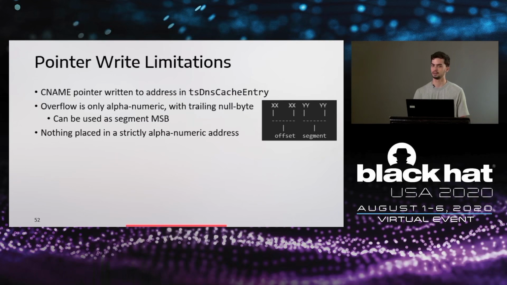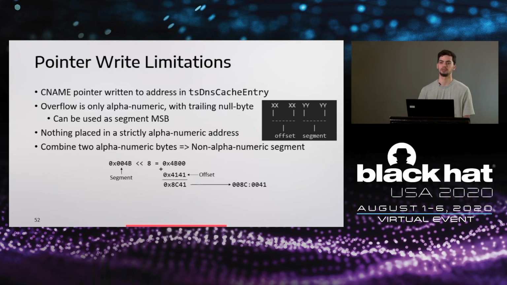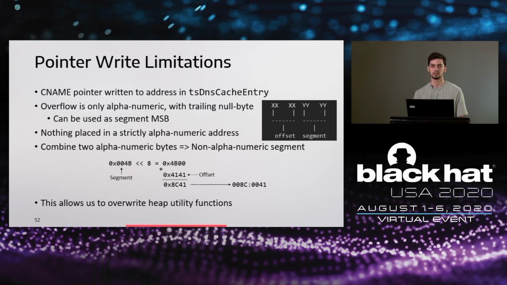Luckily, because of the weird segmentation feature of this processor, we can easily combine 2 alphanumeric bytes to reach a non-alphanumeric byte. That will look something like this. If we have a valid segment that we can overflow, such as null byte 4b, and we add to it an alphanumeric offset, such as AA, the result will contain a non-alphanumeric byte corresponding directly to a non-alphanumeric segment. This is possible due to the fact that the shift is by 8 bits and not 4 bits, giving us more flexibility in this calculation. And using this technique, we can reach the heap utility function's text section, allowing us to directly overwrite it with our pointer to heap code.